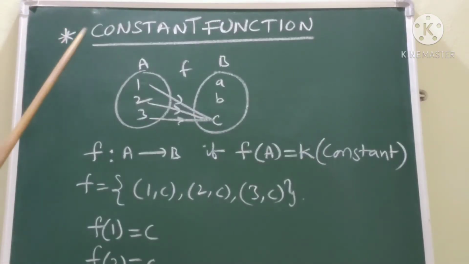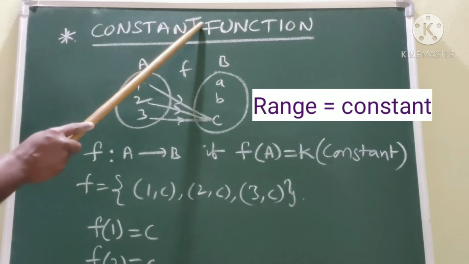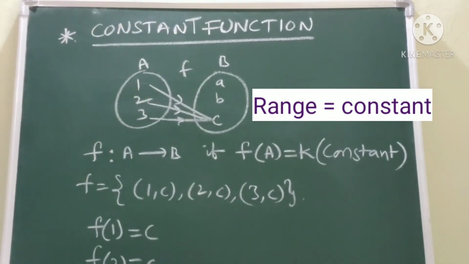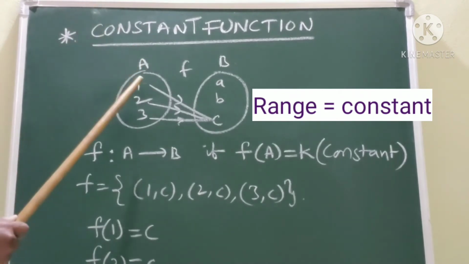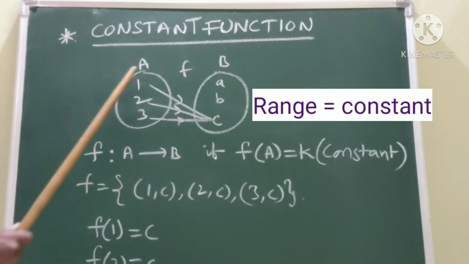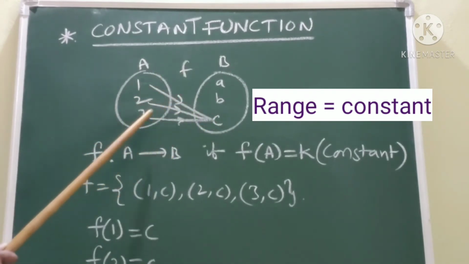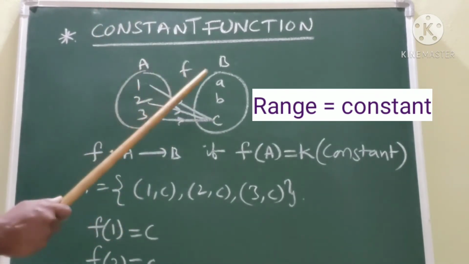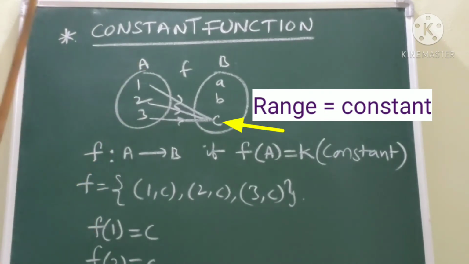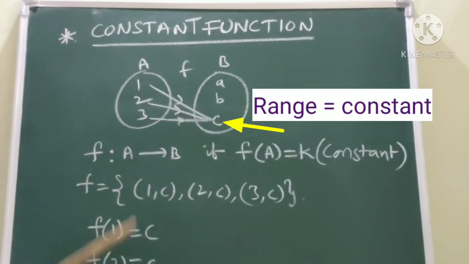Now let us discuss about constant function. Here constant function means, what is a constant? The range of the given function is constant only. Suppose in the given example, set A contains 1, 2, 3, set B contains a, b, c. Here f maps A to B, that means 1 is mapping with c, 2 is mapping with c, 3 is mapping with c. Here what we observe, all the elements in set A are mapping with only one element in set B. So that is called constant function only.